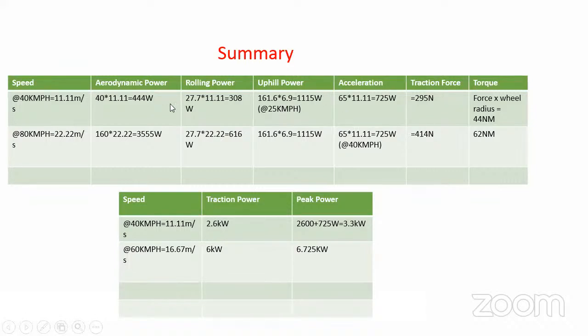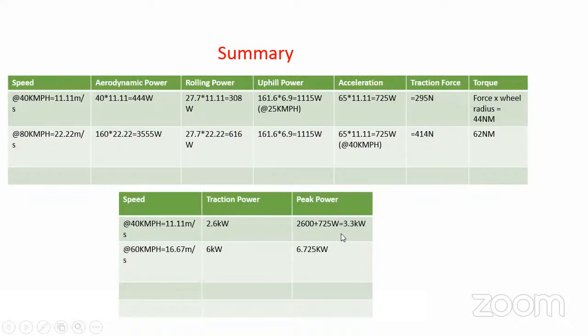So overall, if you take this story, you will be able to understand that around 2.6 kilowatt of traction power is required. And if you consider an extra, almost 3.3 kilowatt of power is required if you want to drive the Honda of curb weight 109 and the GVW of 189. You have to make a motor of 3.3 kilowatt. So this is the story.